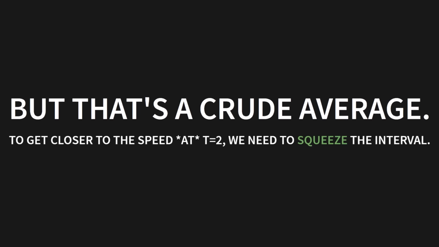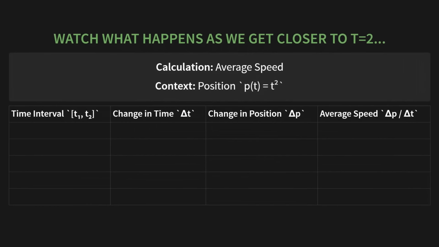But that's a really crude average, isn't it? It's over a whole second. To get closer to the speed at t equals 2, we need to squeeze the interval. Now, watch what happens as we get closer to t equals 2. Look at that first row. The time interval is from 2 to 3. As we just saw, the change in time, delta t, is 1. The change in position, delta p, is 9 minus 4, which is 5. And the average speed is 5 meters per second.